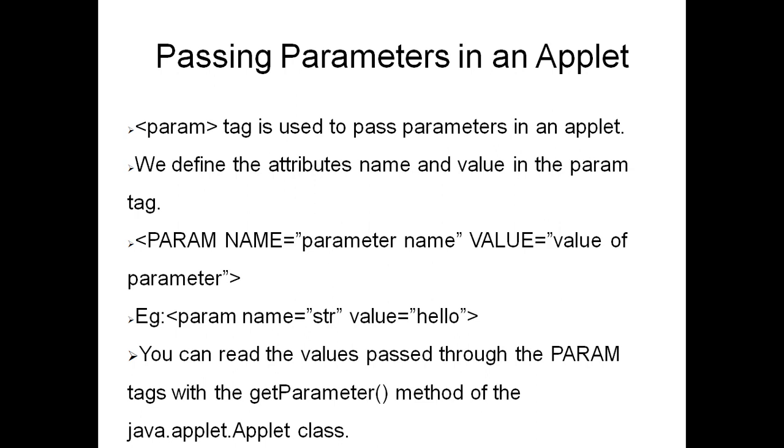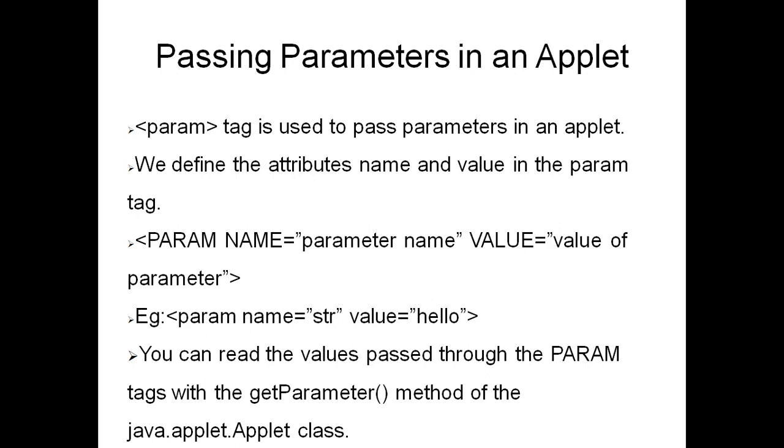The syntax for the param tag is: open the angular brackets, param, define the name attribute. Name is equal to, you have to give a name for the parameter, space, value is equal to, give some value in double quotes to the particular parameter, close the param tag. Example, param, name is equal to str, value is equal to hello. This means that you're passing a parameter str whose value is hello. So whenever you try to access the parameter str, its value will be hello.